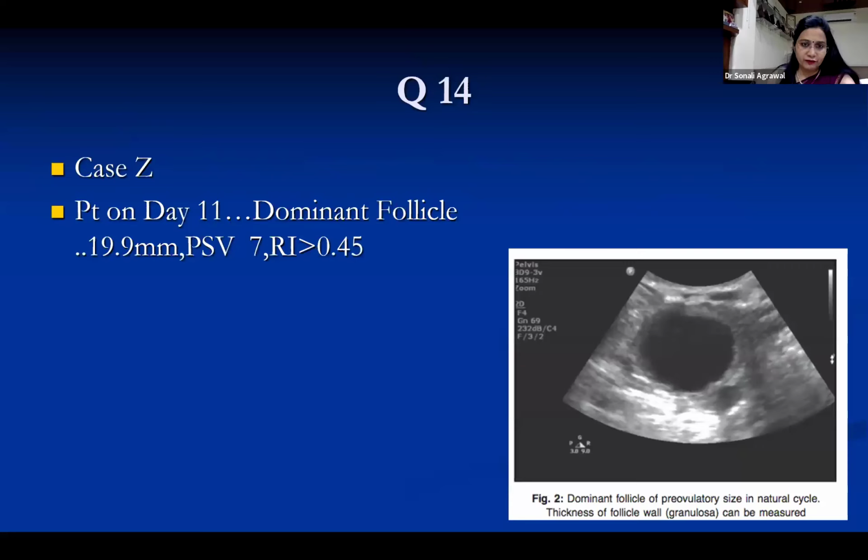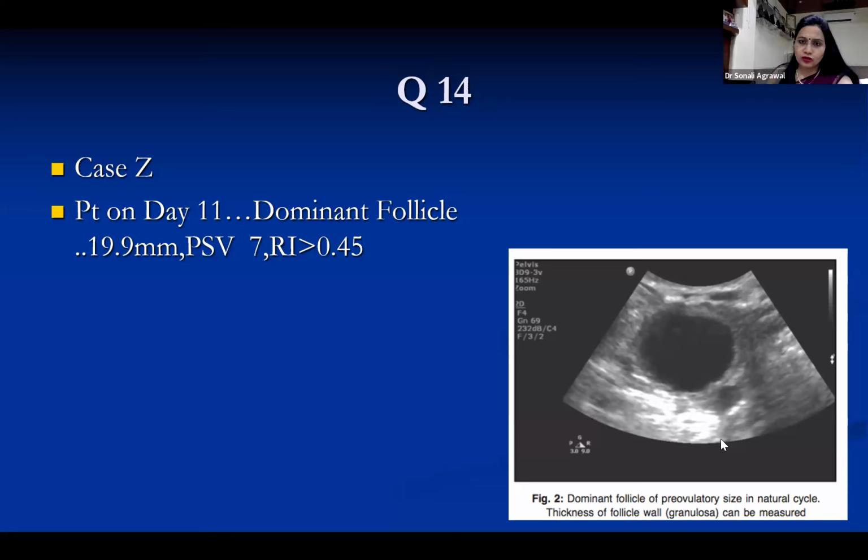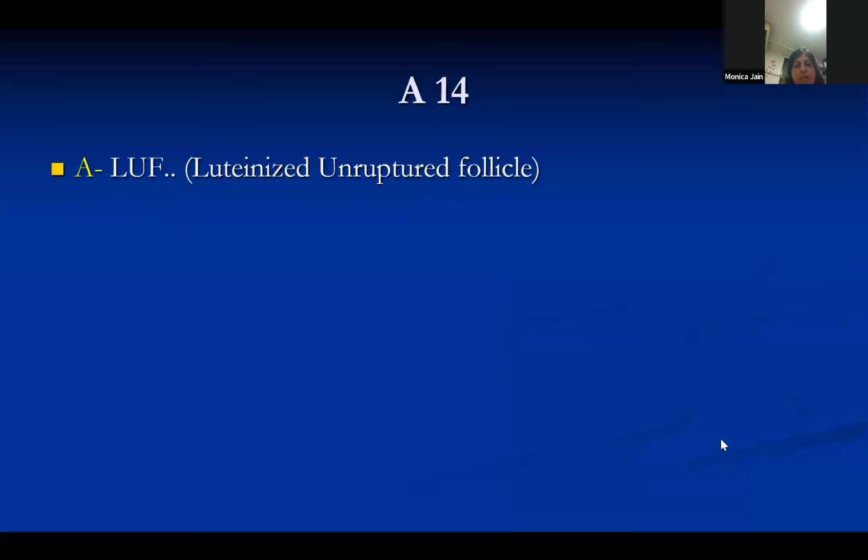So this is the patient on day 11, dominant follicle 19.9 mm, PSV is 7 and RI is more than 0.45. So what do you suggest? What is your diagnosis, Dr. Monica or Dr. Nidhi? Poor flow of endometrium is there. What are the endometrium parameters in this case? Endometrium is normal, it's a triple line. PSV is less, RI is more, so resistance is more. Already size is more than 18 mm and it's day 11. So most probably it's a luteinized unruptured follicle.